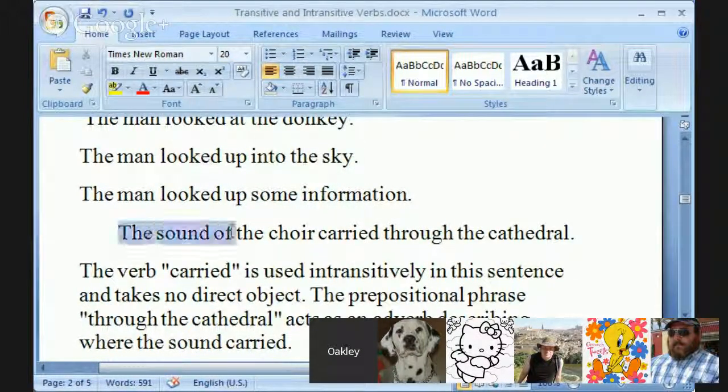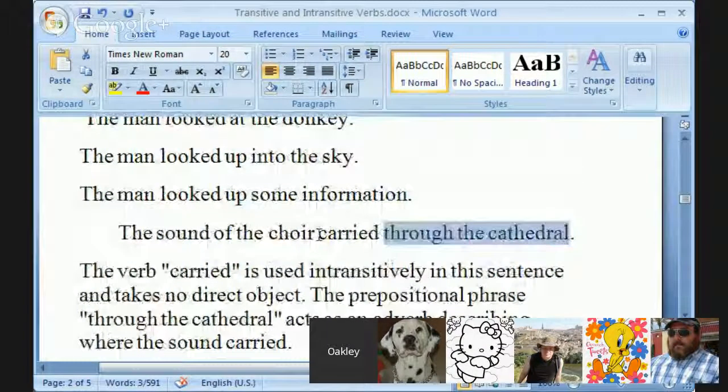Okay, another example, much the same as the earlier one. The sound of the choir. Now notice, we have a prepositional phrase describing the subject. All right, carried, and again, it's where? Through the cathedral, not what. Carried, the sound of the choir carried.